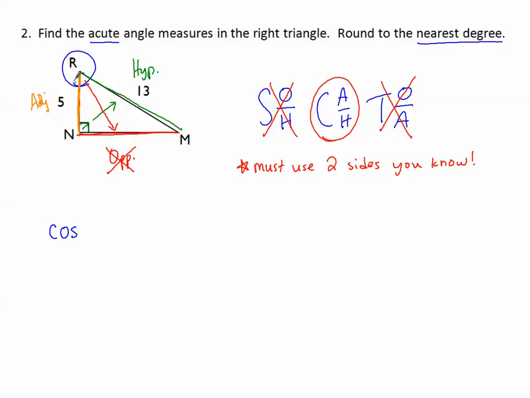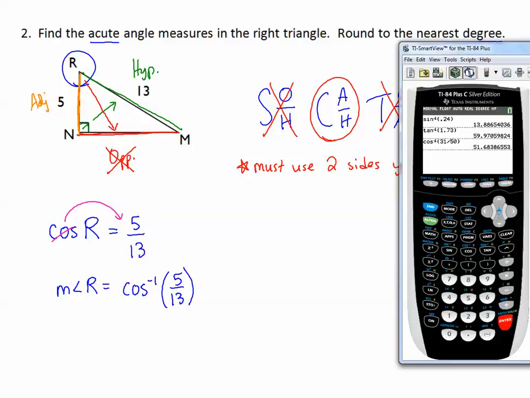Cosine, the angle is R, so cosine of R equals A over H, adjacent over hypotenuse. Adjacent says 5, hypotenuse says 13. Now just like we did in the problems earlier, we want R by itself. So how do I do that? I move cosine to the other side by doing inverse. Measure of angle R equals inverse cosine of 5 over 13.